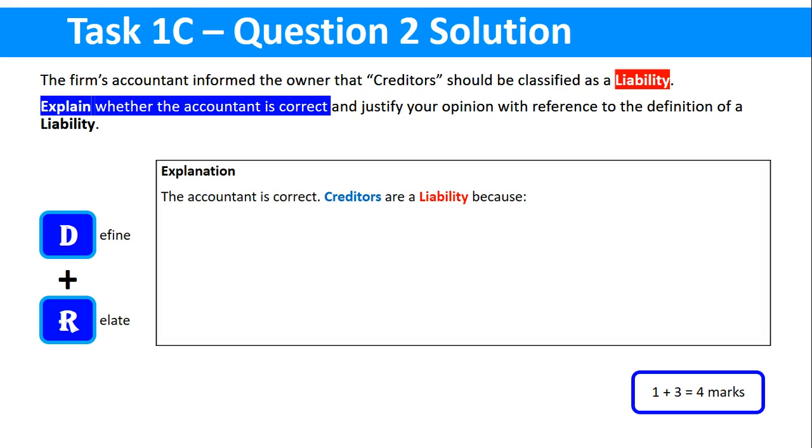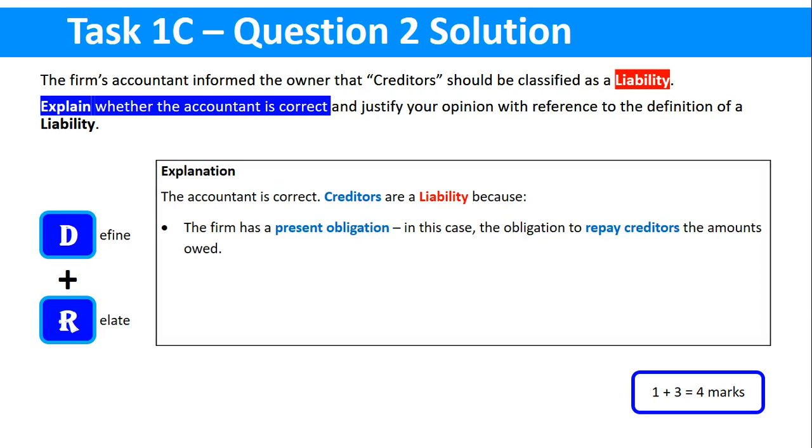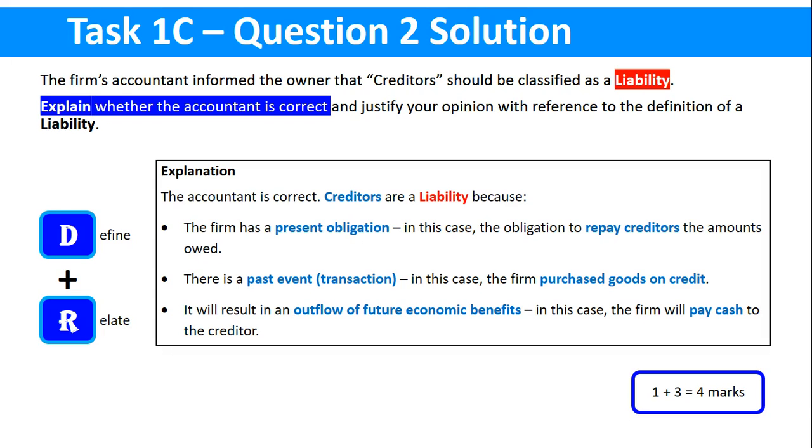Now let's get on to our defining and relating. So we've answered the question, we've identified the element as a liability. What is the definition? So what we'll do is define and relate at the same time. So we'll say that the first part of a liability is a present obligation. And in this case, the obligation is to repay the creditor the amount owed. Secondly, was there a past event? There was. In this case, the firm purchased goods on credit. And lastly, will it result in an outflow of future economic benefits? It will. In this case, the firm will pay cash to the creditor.